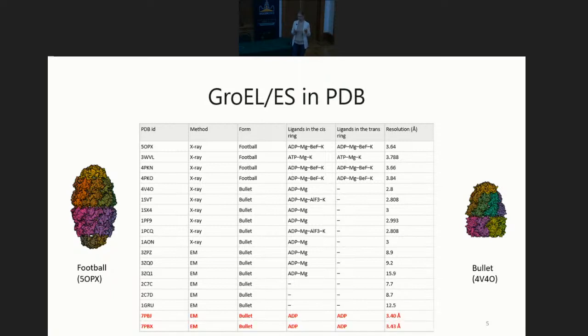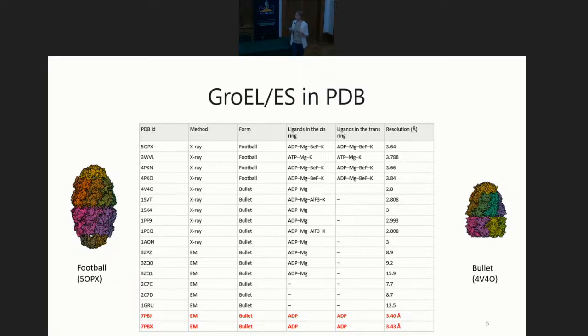We got even two structures at 3.4 angstrom resolution. They are deposited in the Protein Data Bank. They were both bullet-shaped complexes, and what was very unexpected, they contained densities for nucleotides in both rings. This is again unexpected because if this ring does not have GROES, why would it contain nucleotide? Why didn't it leave? Why didn't it change its conformation for GROES to bind?